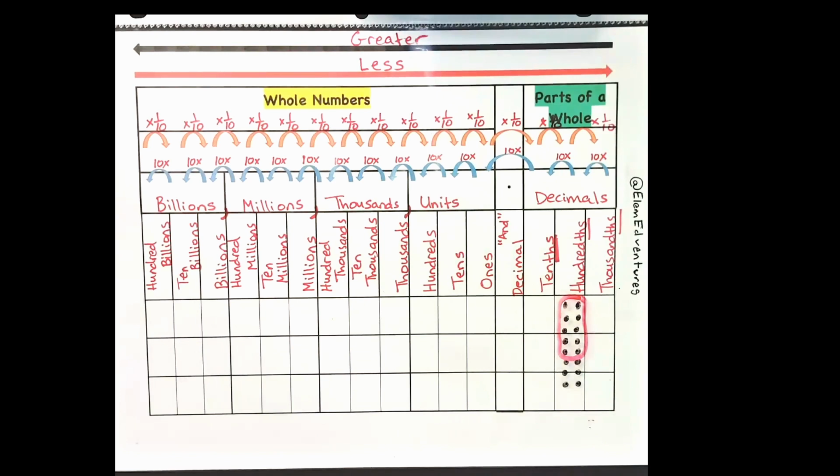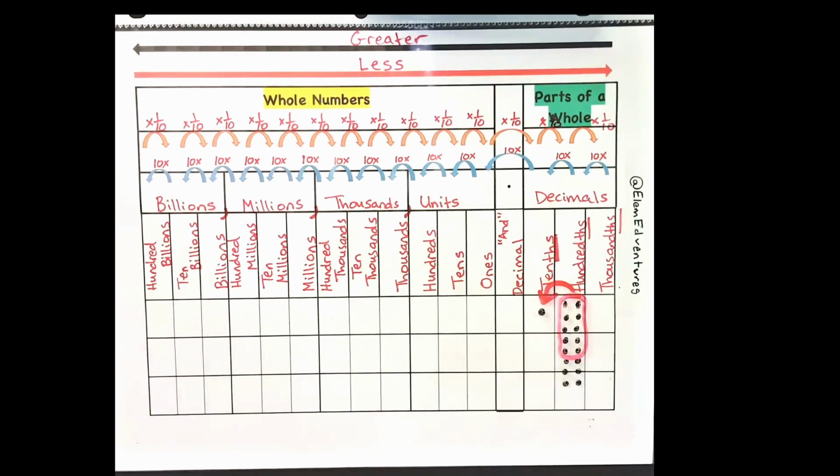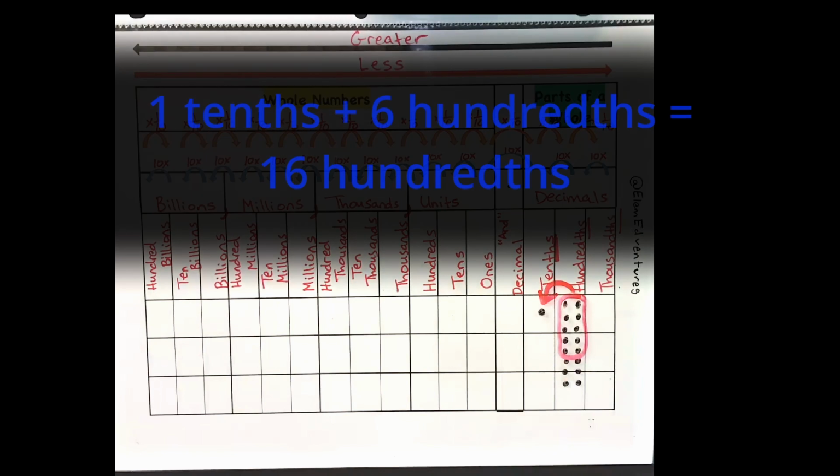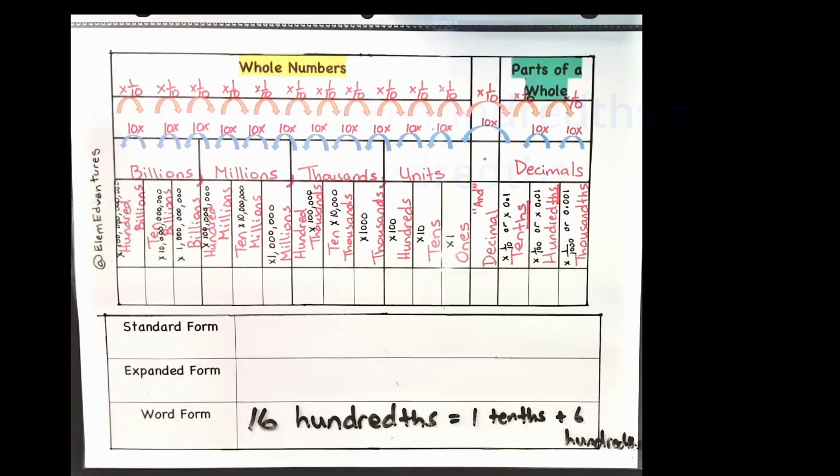Remember, in our base 10 system, anytime we have a group of 10 discs, we can regroup them into 1 disc in the next place value on the left. Here I have regrouped 10 discs into 1 disc in the tenths place. So now we have 1 tenth and 6 hundredths. Let's put that on our place value chart.